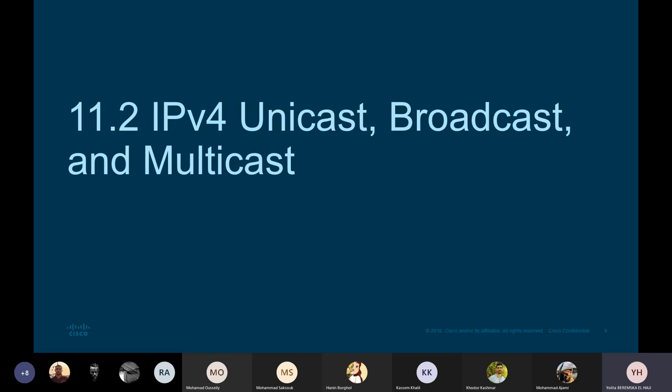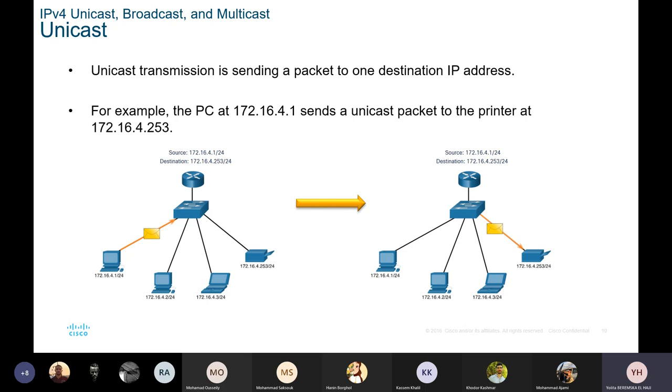And now we'll distinguish between unicast, broadcast, and multicast addresses. Unicast, you know, has only one destination address and usually one source address. Let's say the PC here with the IP address 172.16.4.1 wants to send a message to the printer, which is on the same LAN, 172.16.4.253. This is a unicast message because it will not be sent to any other device, but only to the device with the corresponding IP address.